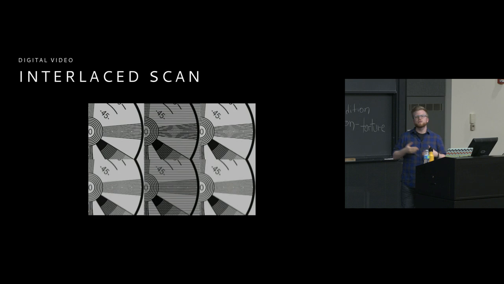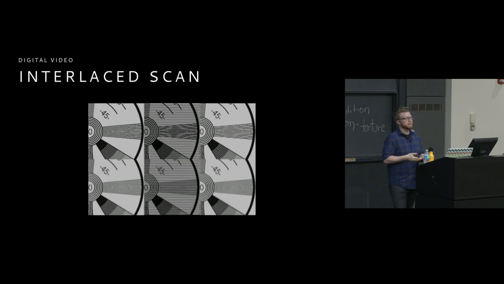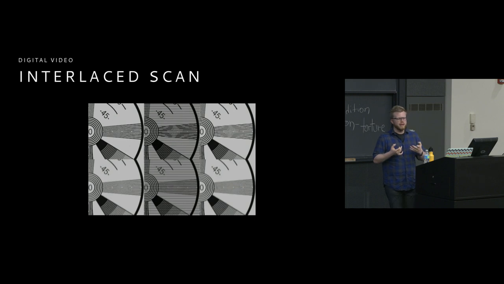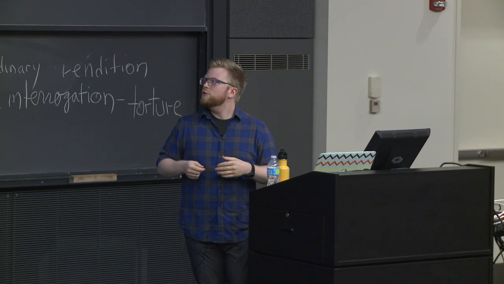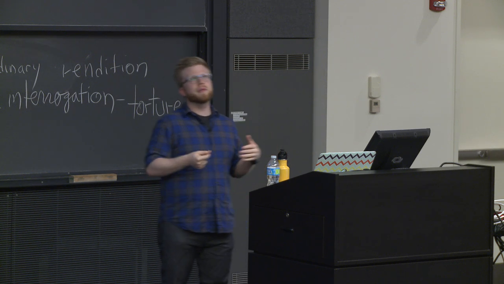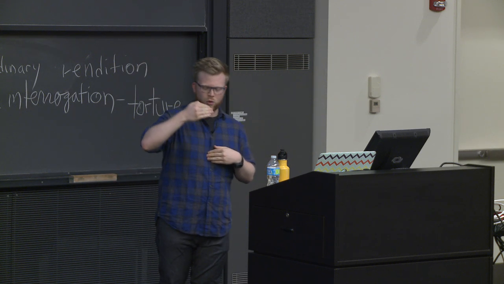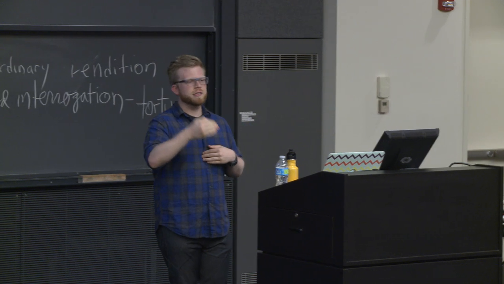So interlacing was basically, I don't want to spend too much time on it because it's less important now, a way for data to be encoded and take up less space, right? When you have progressive video, if something is 24 frames per second, you're loading 24 entire images in the space of a second, right?